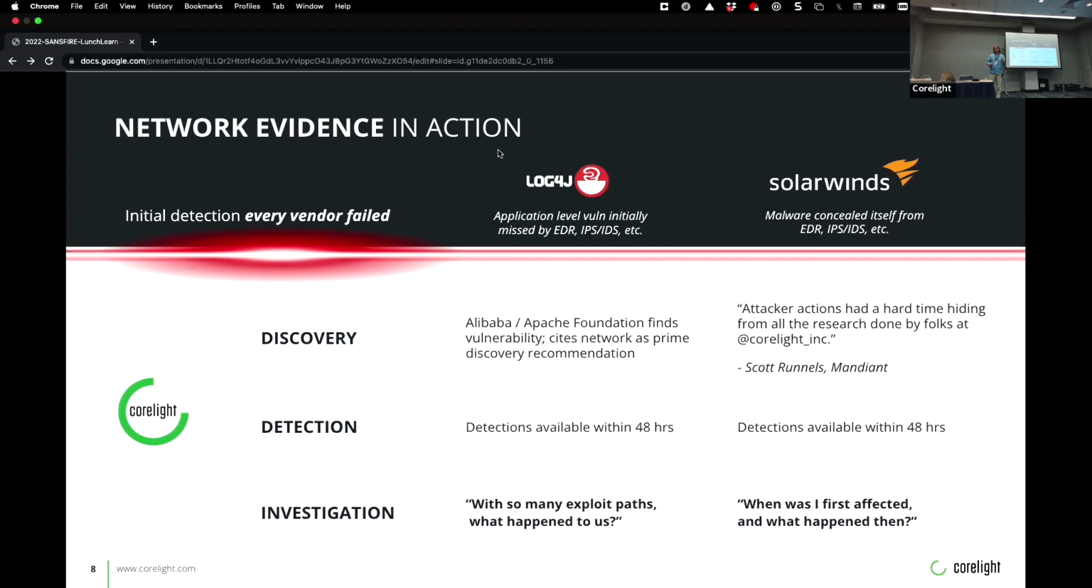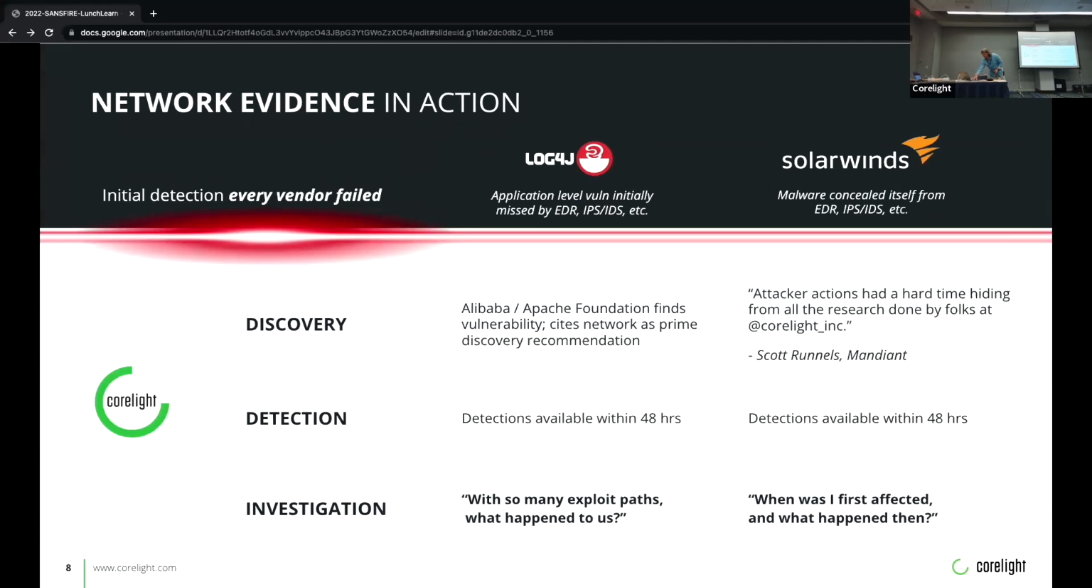There were detections that were deployed freely in the open source community, but let me go ahead and change something here on my screen. What do we have? Mandiant, actually, that's another interesting point. Sorry, looking at my notes.